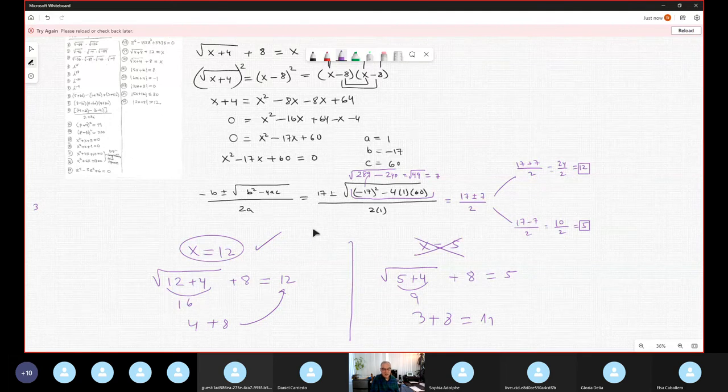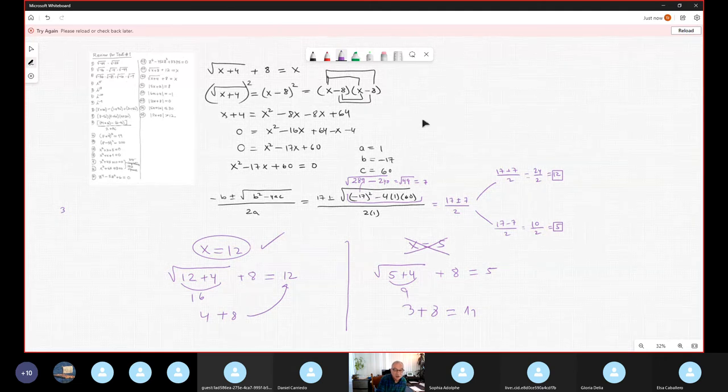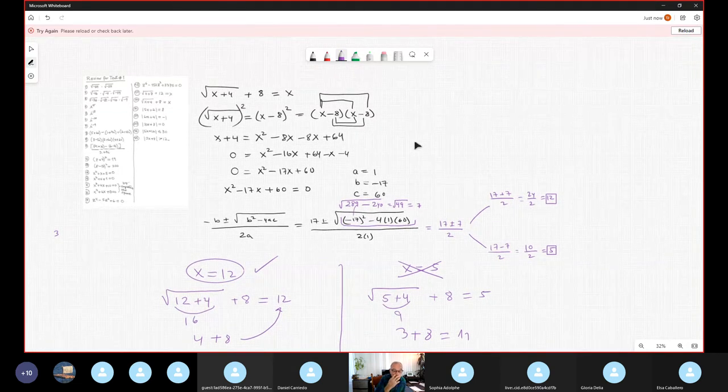Do you see, Elsa, that the combination 5 and 12 works perfectly in the factorization? Yes, I see it now, but the first time I didn't see it. No, it's okay. Sometimes it happens to me, I don't see the combination, however, when I solve it by quadratic formula, wow, I see the combination. I understand now, but it's okay.